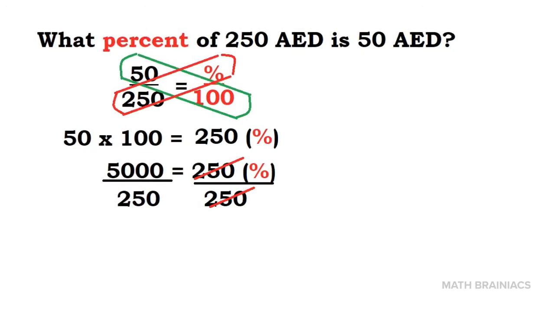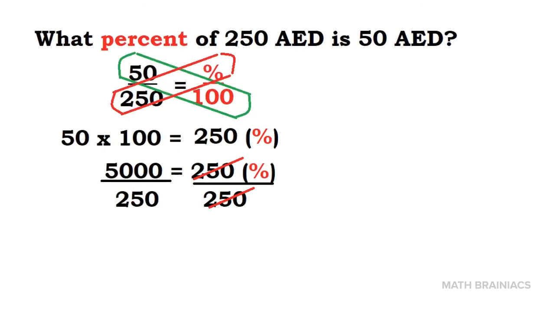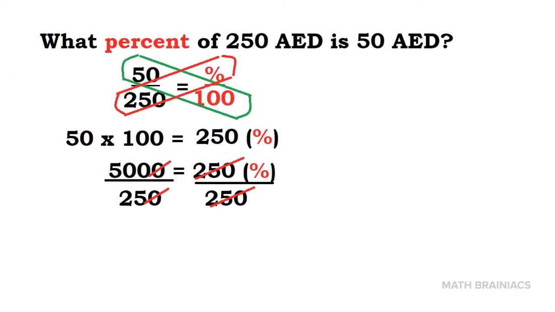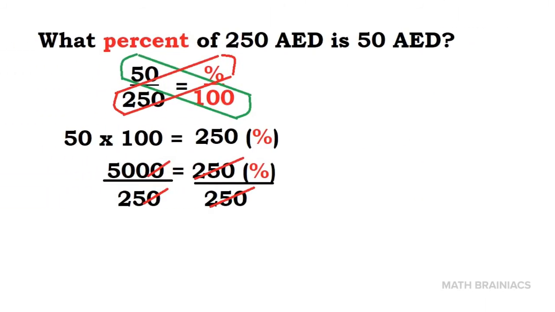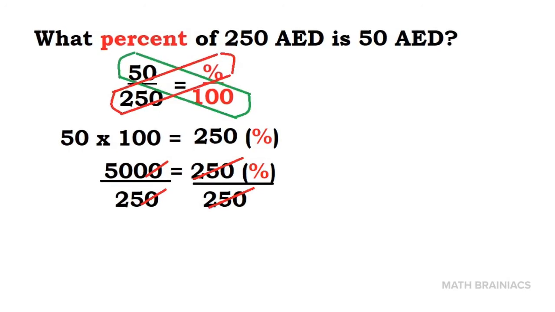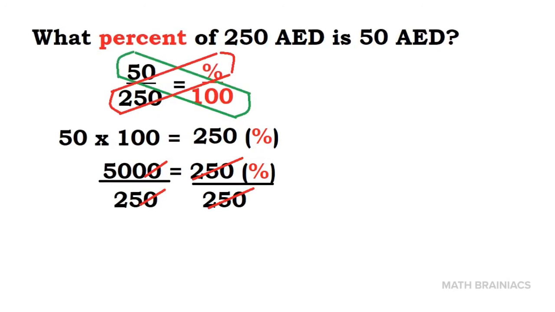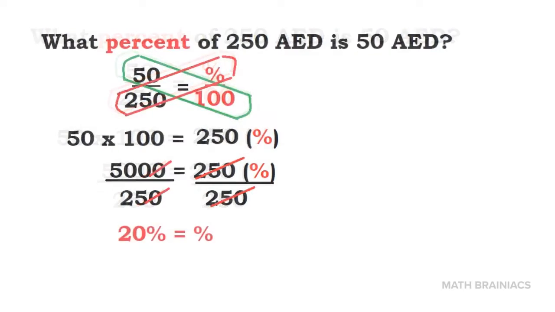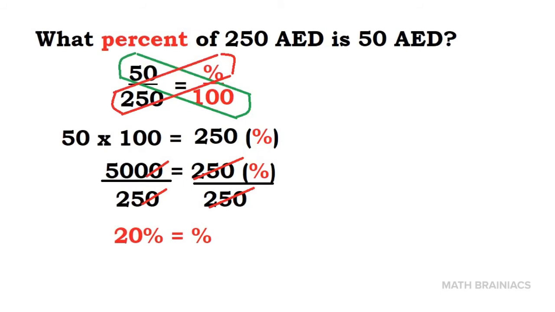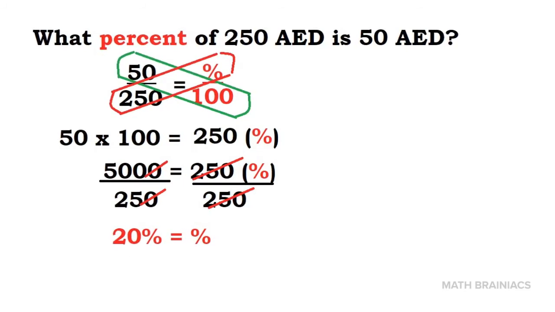Accordingly, we can eliminate 250 on the right side and we can work on 5,000 divided by 250. To make our work simpler on division, we can cancel out 1 0 on the numerator and denominator, which will give us 500 divided by 25. That will give us 20%. Therefore, 50 dirhams of 250 is 20%.